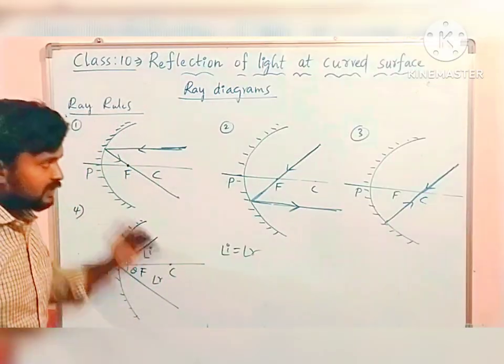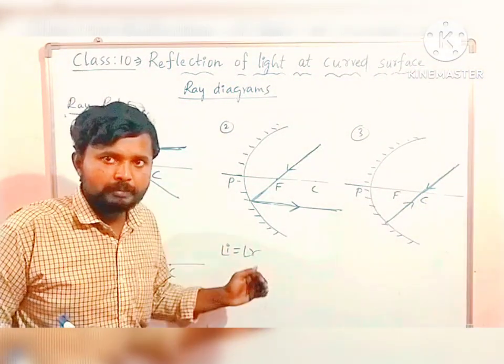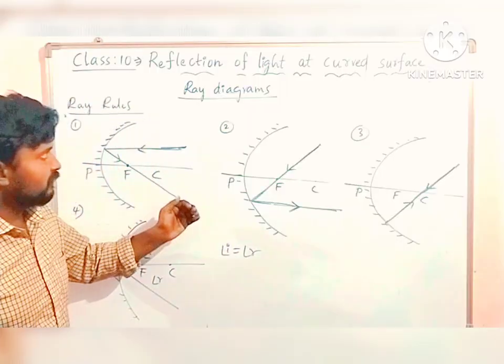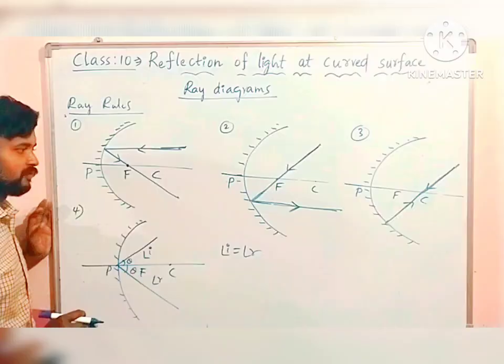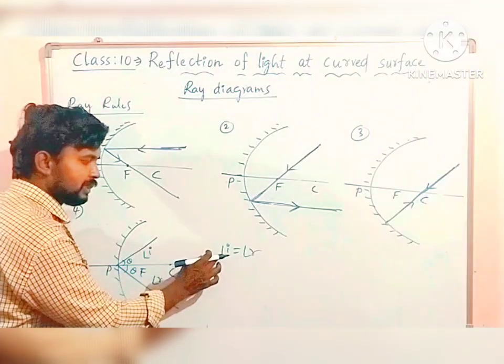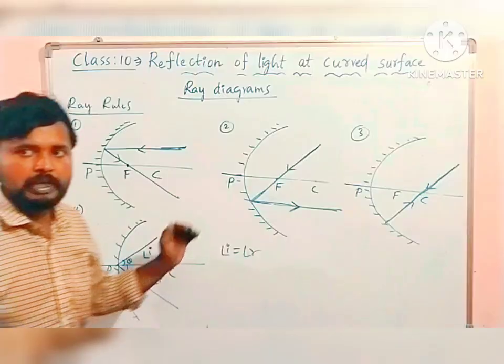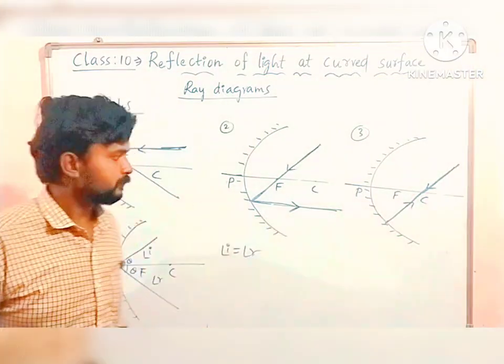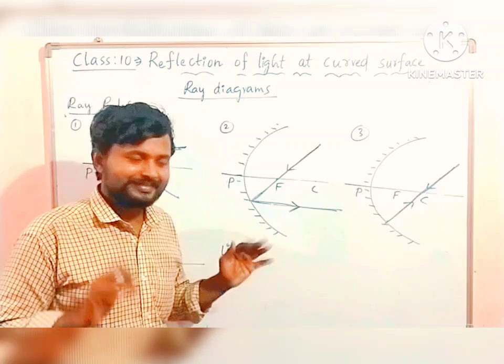So the laws of reflection are applicable to the plane mirror as well as to the curved mirror. So what do the laws of reflection mean? Angle of incidence equals angle of reflection. Angle of incidence equals angle of reflection. This is the ray rules. Thank you.